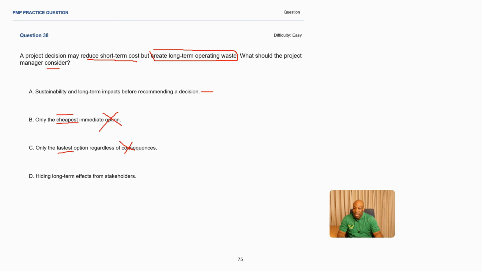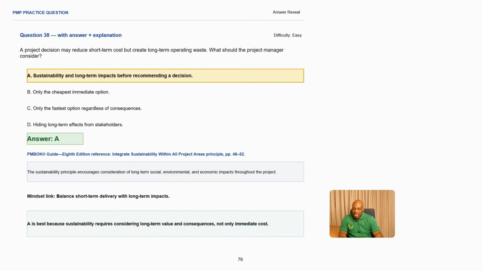Okay. Hiding long-term effects from stakeholders. Never hide anything. Be transparent and honest in a project environment, making this an incorrect answer. So the best answer here is A, which is sustainability and long-term impacts before recommending a decision. And what is our reference here is integration, all right? Integrate sustainability within all project areas.